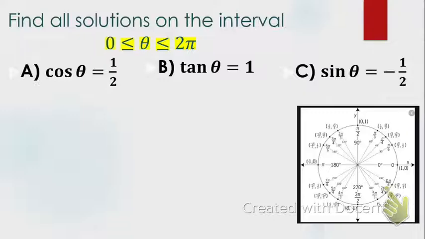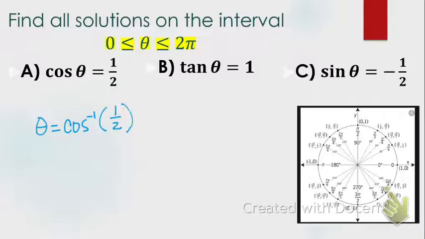So for question A, I need to take the inverse cosine. I don't have to divide or add or subtract because there's nothing being multiplied by the cosine or added. So I can just put in the inverse. So when I put in the inverse, theta equals the inverse cos of 1/2.